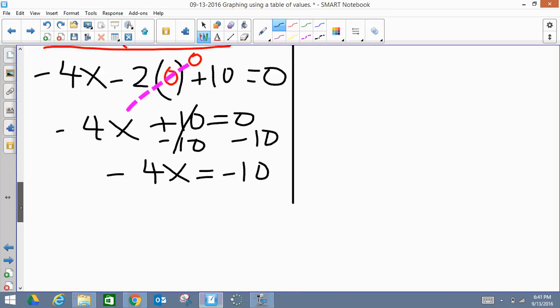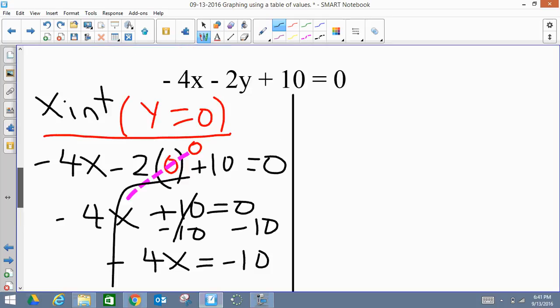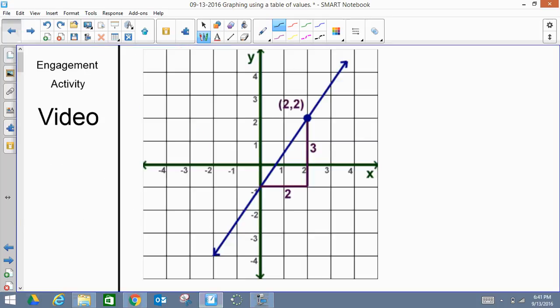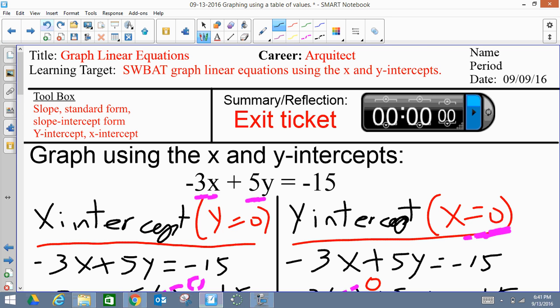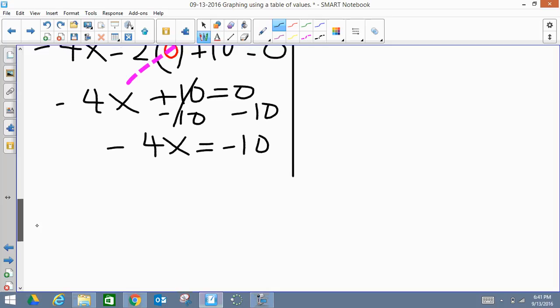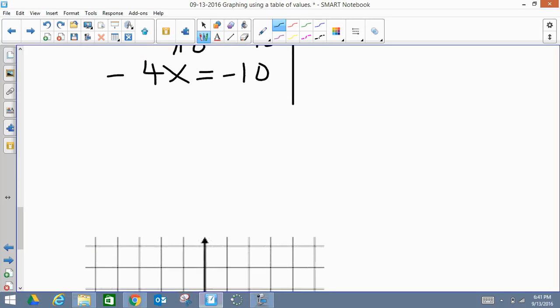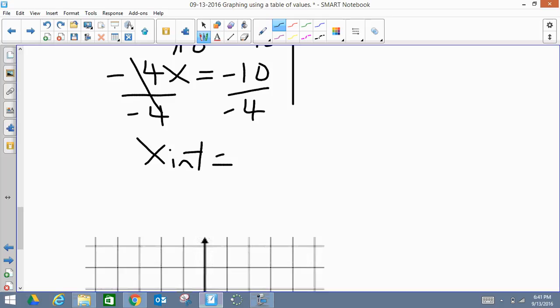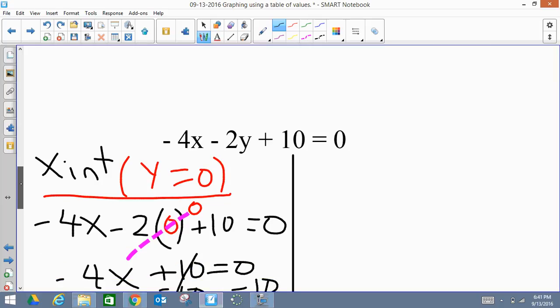The last step is to get rid of that negative 4, so we divide by negative 4 on both sides, and the 4's cancel. This is your x-intercept, equal to negative 10 over negative 4. That is 2.5. All right, the first one where we got a decimal. Now let's find the y-intercept.